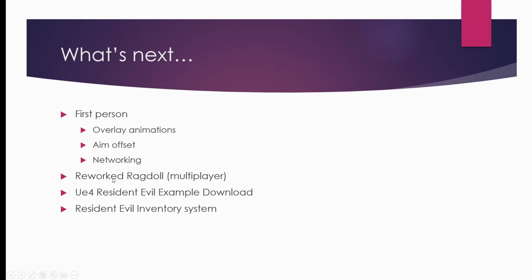Next step will be a rework of the ragdoll that will be multiplayer ready. We'll do a Resident Evil example project with download. So we will rework it so it works with this tutorial's assets instead of marketplace assets. And we'll add a Resident Evil inventory system, which is similar to the one that you see in the new games, where you have combining of items, picking up weapon modifications, and stuff like that. And just for fun, we'll make it also multiplayer doable.